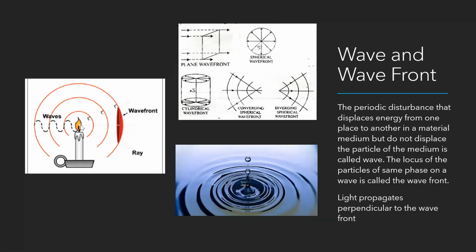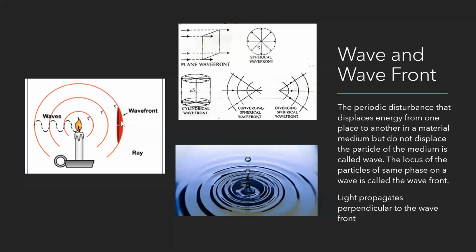These light waves move in all directions, in 3 dimensions. They move forward, backward, sideways. Since this is a 2-dimensional screen, I can show only 2 dimensions, but actually it is moving in all directions. Now, when we consider a sphere around this candle, along that sphere all the particles will be in phase. So the wavefronts produced by this candle are spherical in nature. For a point source of light, the wavefronts are spherical.